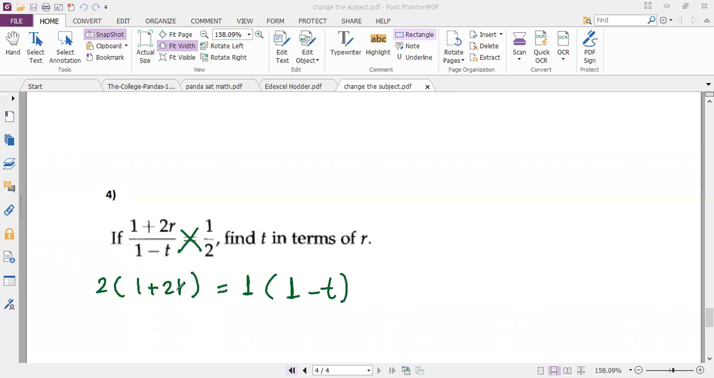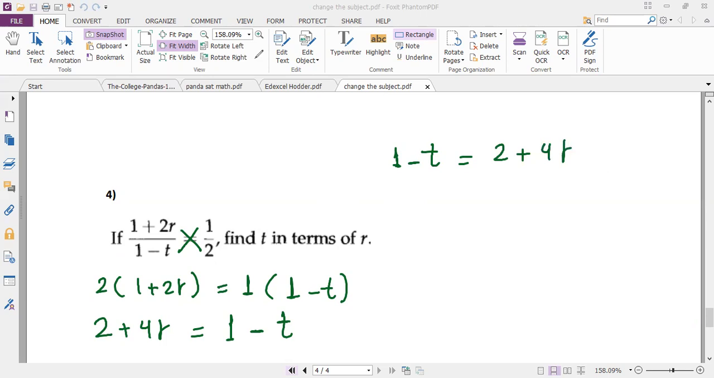I did cross multiplying. 2 multiplied by 1 is 2, and 2 times 2r is 4r, equals 1 times 1, which is 1. I'm expanding: 1 multiplied by minus t is minus t. What is the next? I want to write t on a side alone, so we can switch sides and write 1 minus t equals 2 plus 4r.